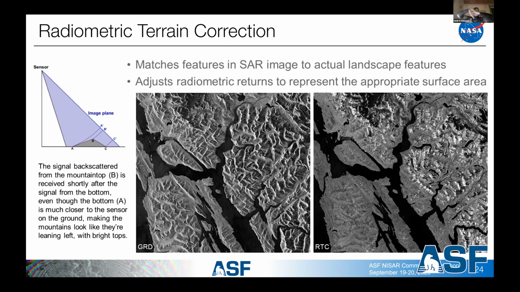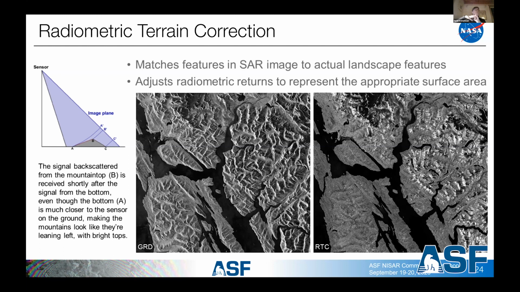So the sensor interprets that as being all from the same place on Earth, when really it's an entire mountain slope that's contributing those backscatter returns. So radiometric terrain correction, or RTC, uses a digital elevation model to adjust for these distortions. First of all, it takes the pixels from the mountaintops and puts them over in the place that they should be if you were looking down from above rather than from an oblique angle.